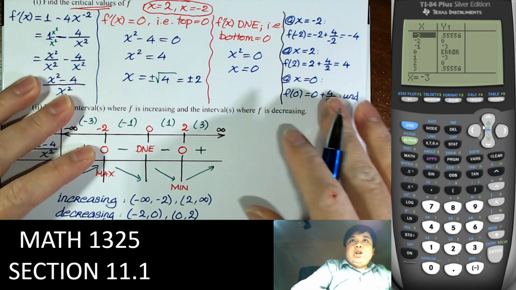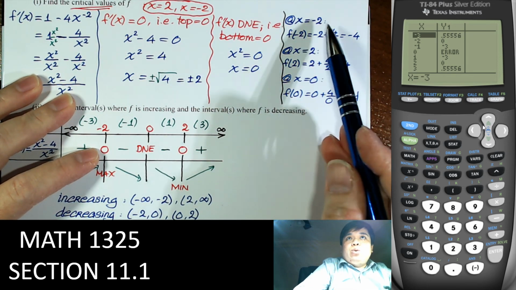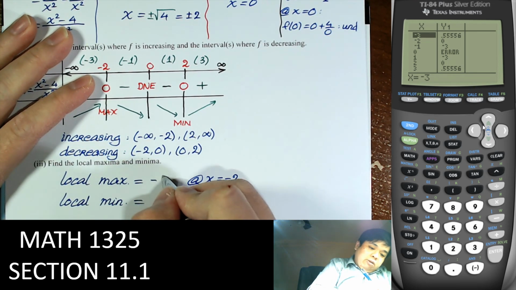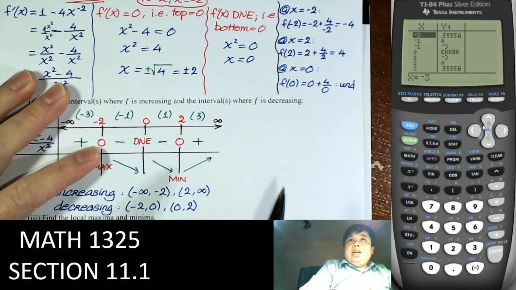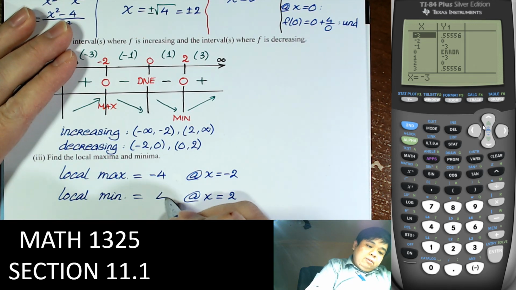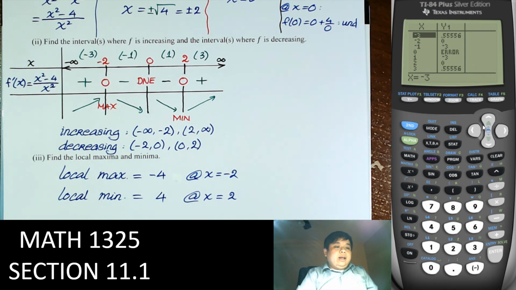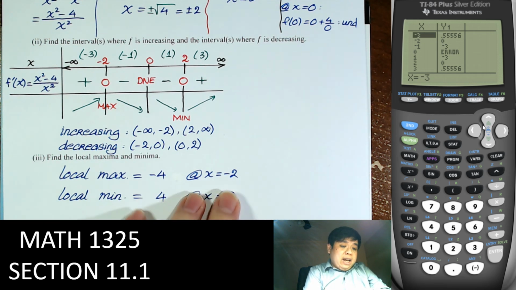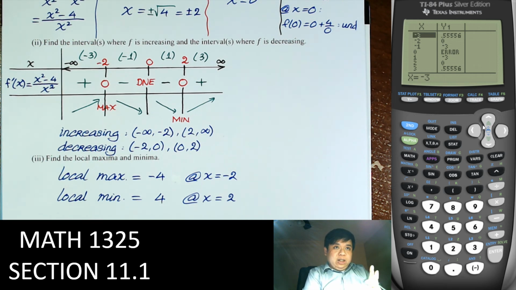And then we go back to the values here. When x equal to negative 2, the value is negative 4. And when x equal to 2, the value is positive 4. Right, so we have the local minimum at x equal to 2, equal to 4. And at x equal to negative 2, we have the local max equal to negative 4.